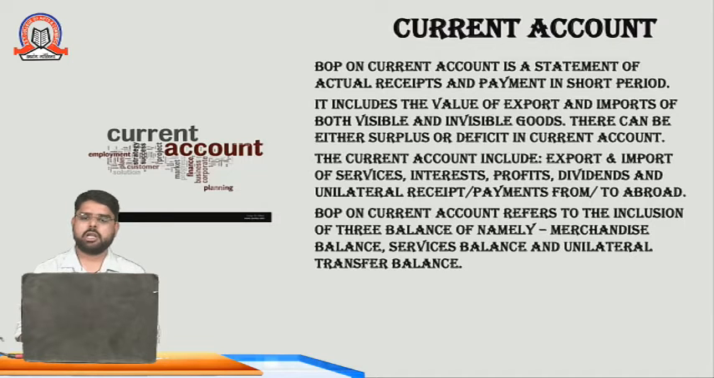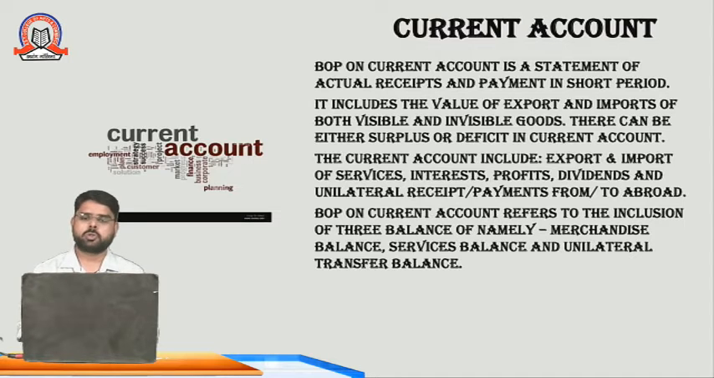The current account includes the export and import of services, interest earned, profits, dividends from the share market, unilateral receipts, payments to and from abroad, etc. Here is a different word we are going to study, that is unilateral. Unilateral is a one-way process. For example, if India is giving a gift to another country, it is called unilateral.